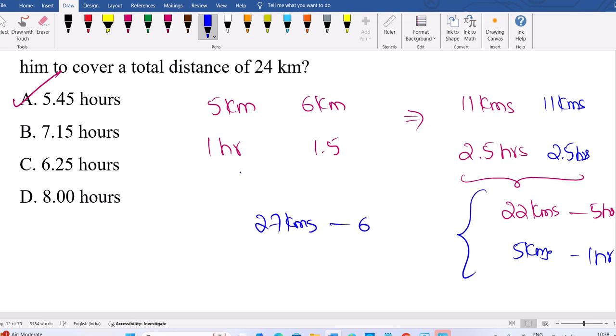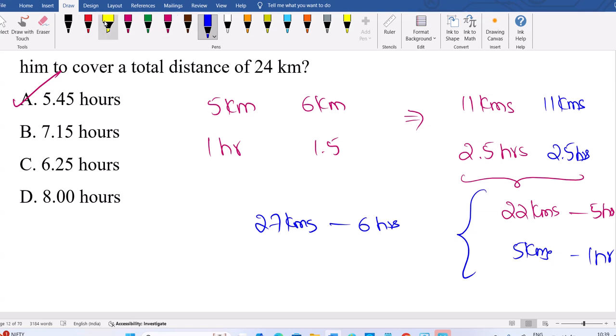Now, no need of what is exactly 5.45, no need. If you want, I'll explain why you got 5.45 also. But in the exam, all those are a waste of time. 5 hours 22, 6 hours 27, you want 24. It should be more than 5 hours, less than 6 hours. So the only option close to that is A.